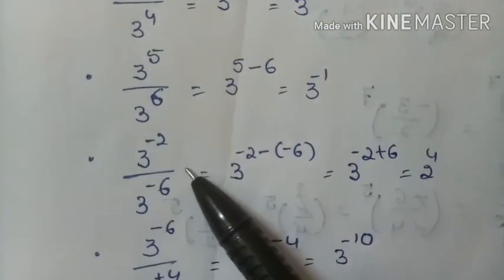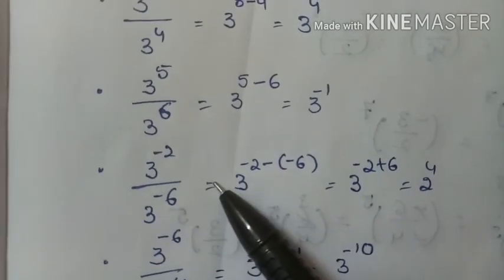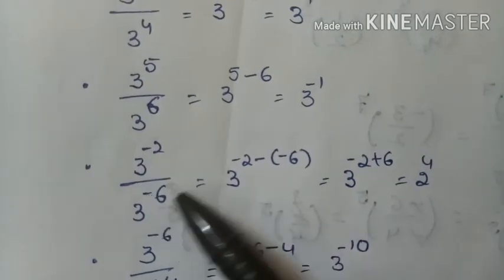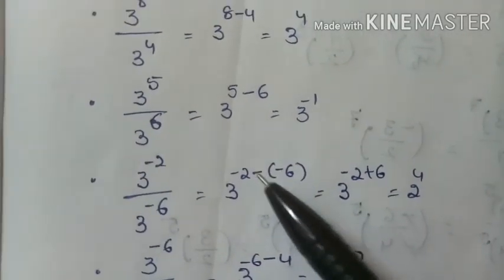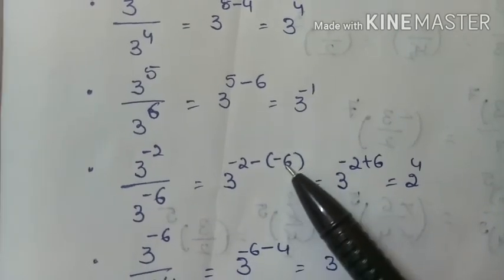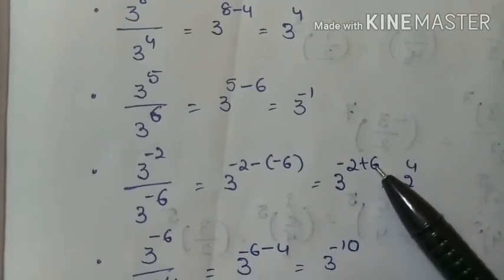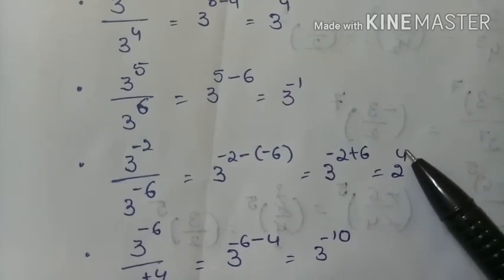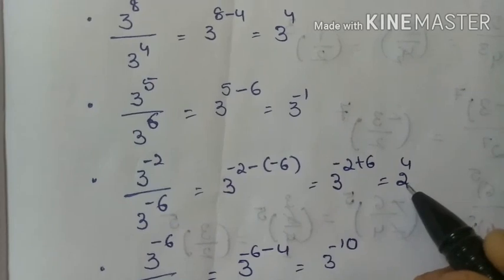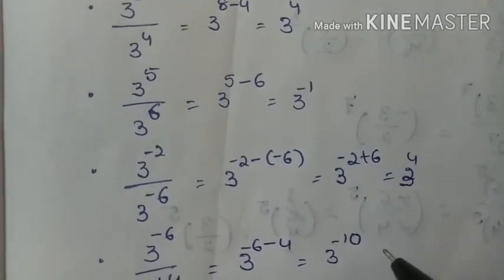Okay. Next one, 3 power of minus 2 by 3 power of minus 6. That is equal to 3 power of m, which is minus 2, minus of minus 6. So 3 power of minus 2, minus into minus is plus 6. So minus 2 plus 6 is equal to 4. So 2 power of 4. Sorry, not 2. This base is 3. 3 power of 4. Okay.